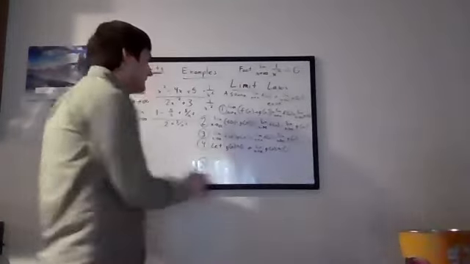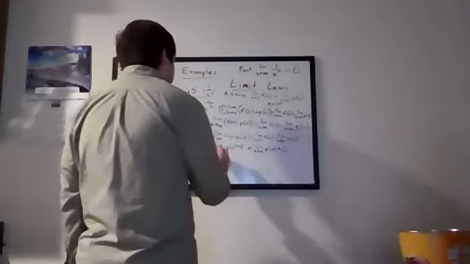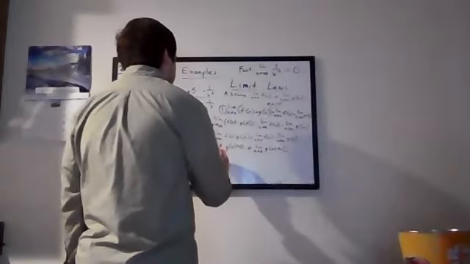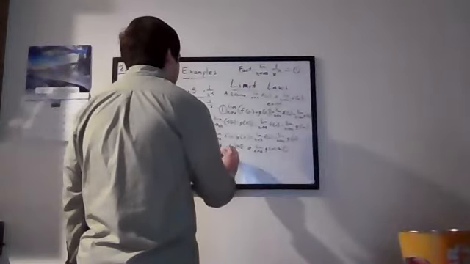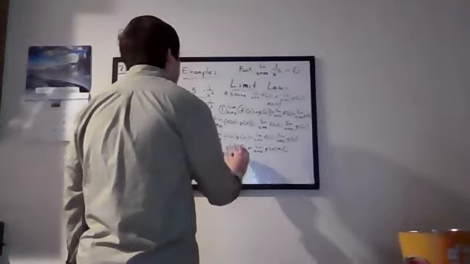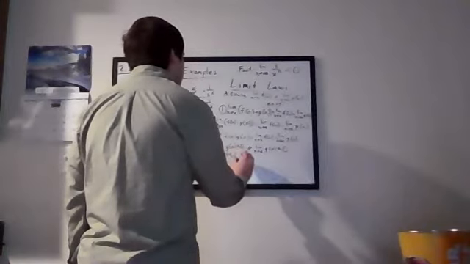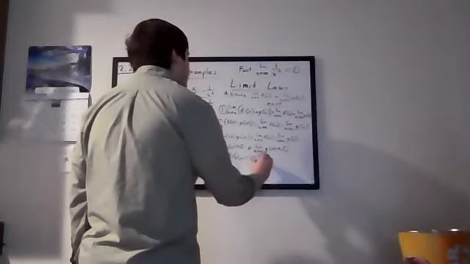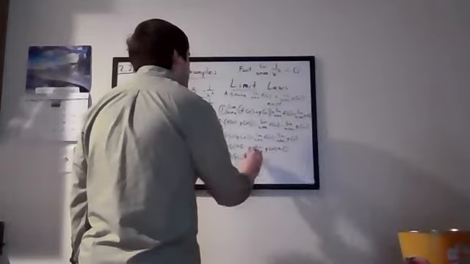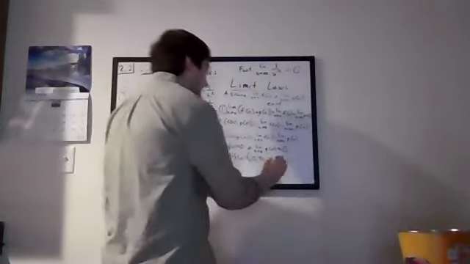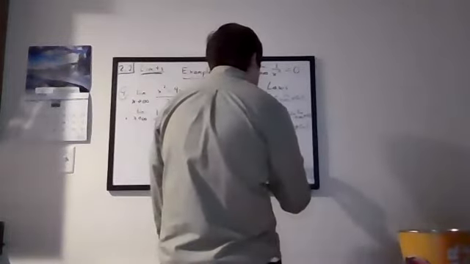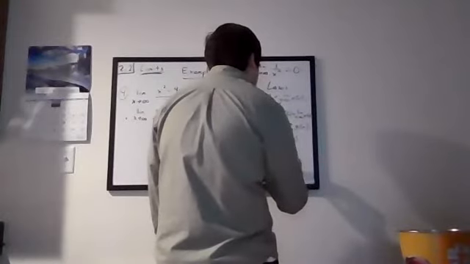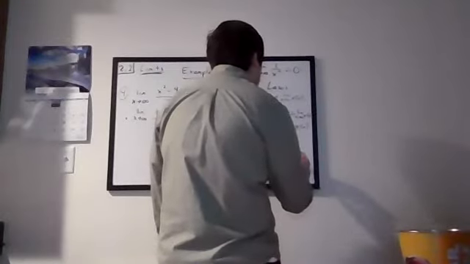And the reason for that is because if I write the limit as x approaches a of f of x divided by g of x, then that is the limit as x approaches a of f of x divided by the limit as x approaches a of g of x.